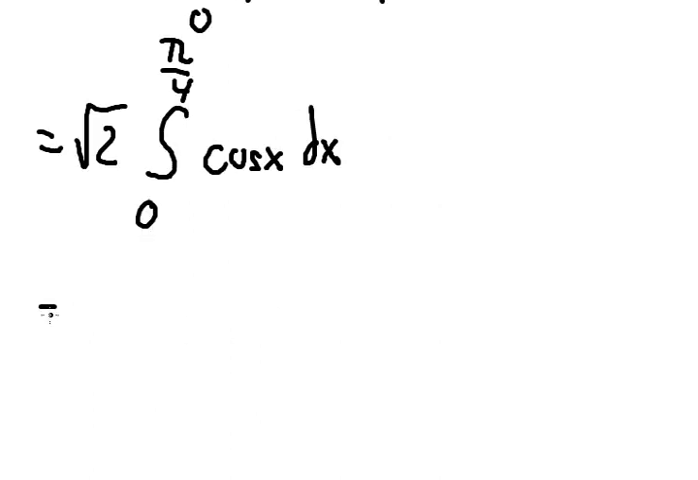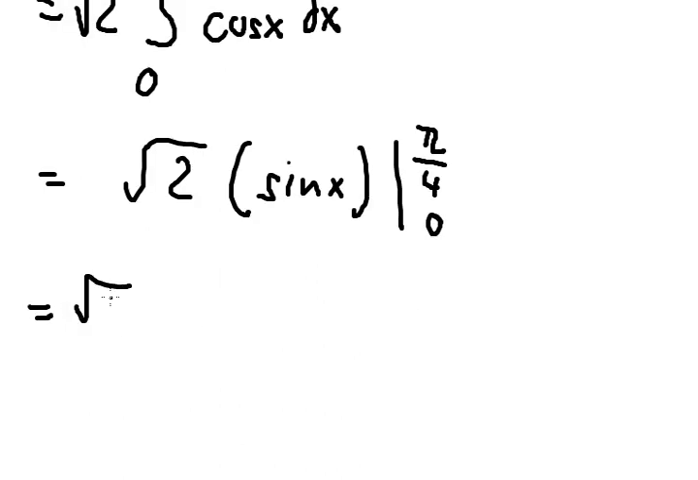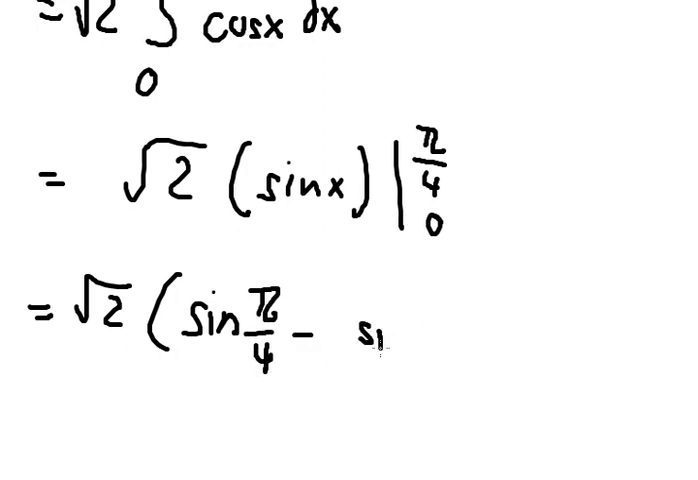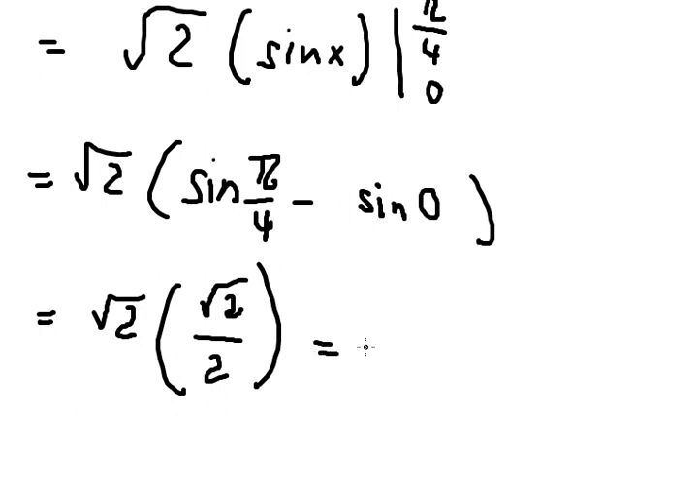The integration of cosine s is sine s, and we put the bounds from 0 to pi over 4. And now we have the final answer. So we simplify this one, and we have the square root of number 2 times the square root of number 2 over 2. We calculate this one, and we have number 1.